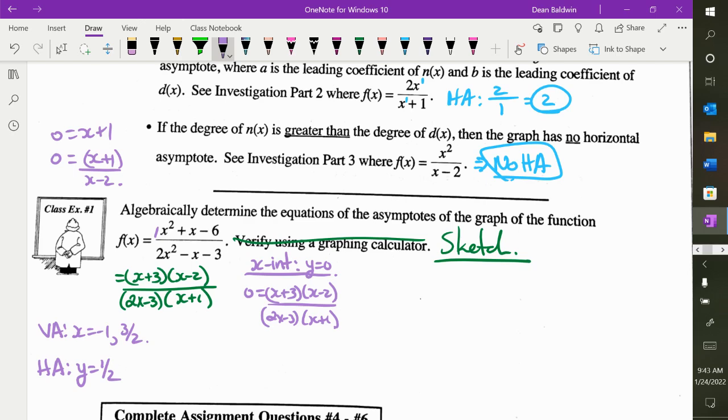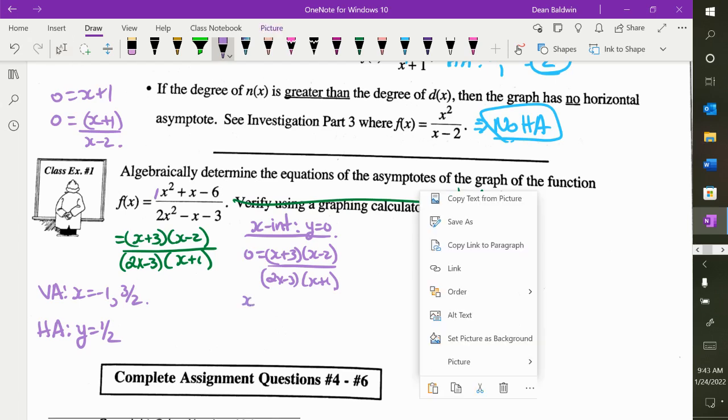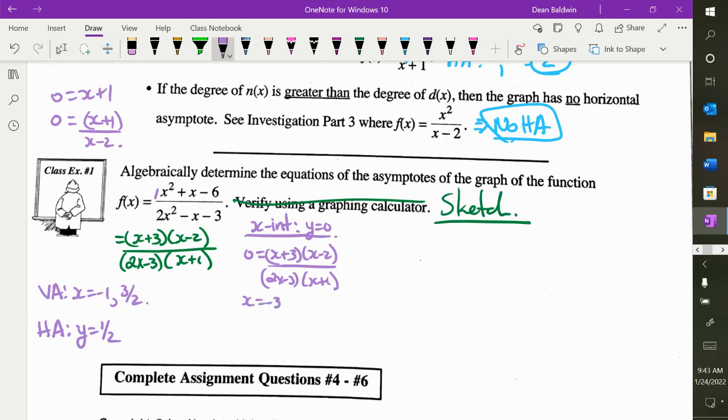So when you have a numerator and denominator, the only thing that can make it 0 is what's in the numerator. Those are your x-intercepts. So what makes this bracket 0? -3. What makes this bracket 0? 2. If it's written in factored form, you just look at the numerator. So your x-intercepts are x is equal to -3 and 2.